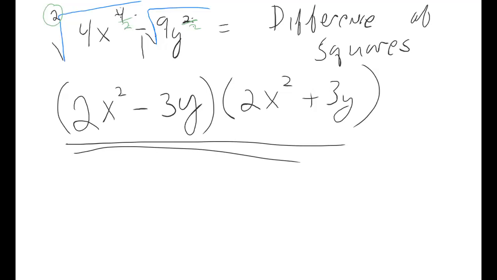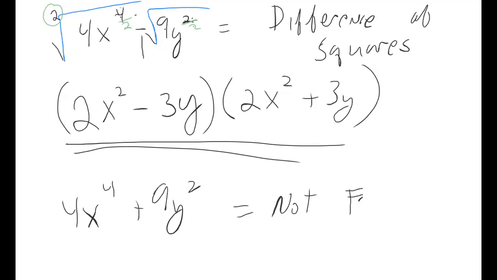So if you get one, say like this, 4x to the 4th plus 9y squared, the answer is not factorable. There's nothing you can do. Now, there are other methods that we'll learn later on that will still help you solve this problem. But for now, the answer will be non-factorable because there is no factoring with a plus sign. Any other questions?